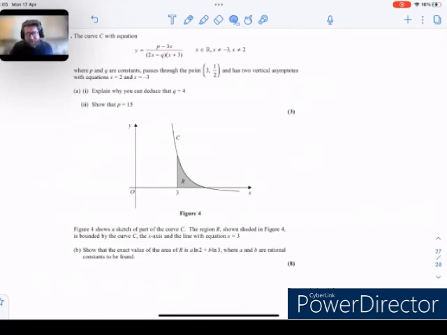So this is an unusual one in that they've given us an equation to integrate, but they haven't told us what everything is. We've got a P and a Q in here. But we've been given important information. We've been given that we cross through that point and we've got 2 vertical asymptotes. Now, explain why you can deduce that Q equals 4. So this is because of the asymptotes.